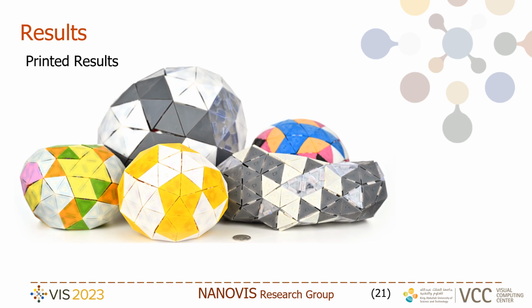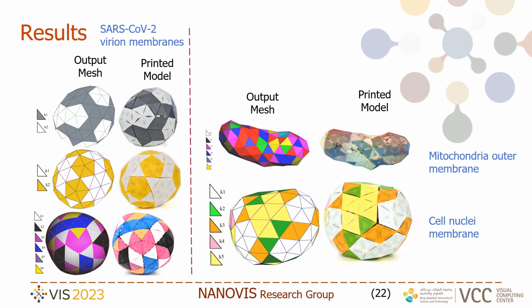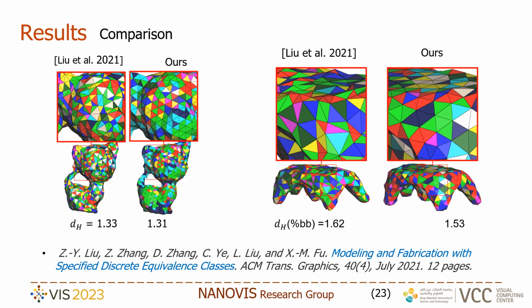Here are some printed results. Here the left column shows the virtual mesh, these are the clustering results output, and the right column shows the corresponding printed models. Two more models, with the virtual mesh on the left and the physical printed models on the right. Here is a small comparison with an existing method. You can see our method has better visual results than the previous methods. For more results and especially the quantitative results, please refer to the paper.